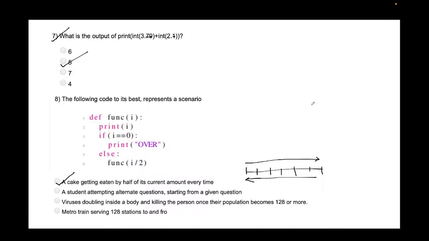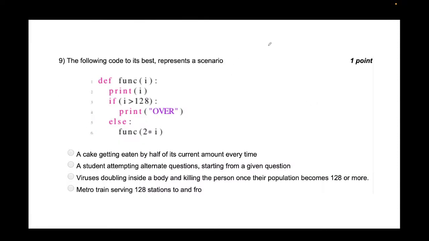Okay, so the ninth question is this. Here also the same four real life scenarios are given. The question asks what the following code best represents. Yeah, every time it's doubling. So which of these four makes sense?